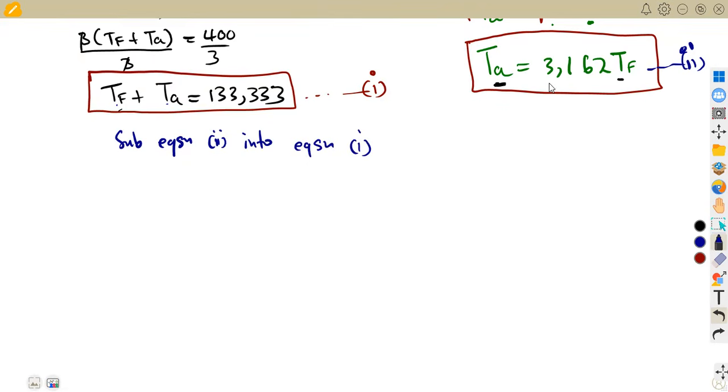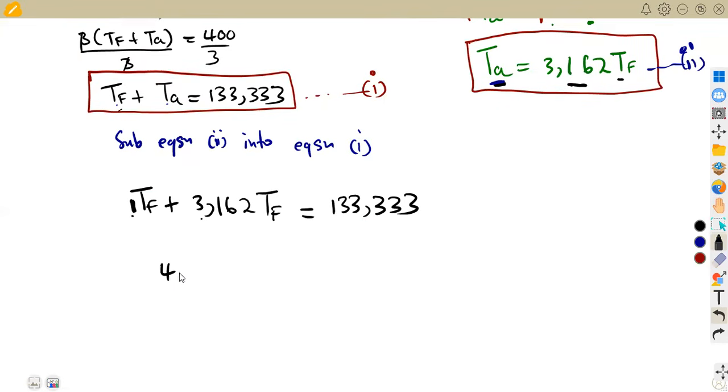In equation 1, in place of TG, we are going to substitute this part. So we are going to have TF plus TG, of which our TG is given as 3.162 TF, which is equal to 133.333. We are now having it in terms of F, and TF is the same as 1 TF. So if you add 1 plus this, you are going to have 4.162 TF, which is equal to 133.333.